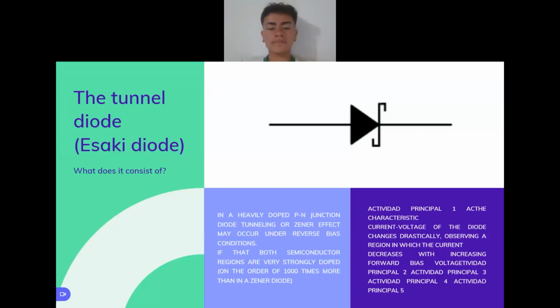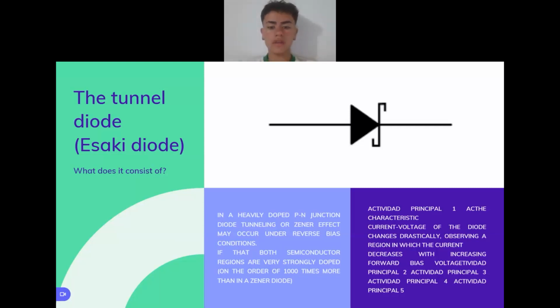In the tunnel diode, in a heavily doped p-n junction diode, the tunnel or Zener effect may occur under reverse bias conditions. If both semiconductor regions are very strongly doped, on the order of 1000 times more than in a standard diode, the depletion zone is very narrow and the field in the depletion zone is so great that the tunnel effect becomes important in the case of forward bias.